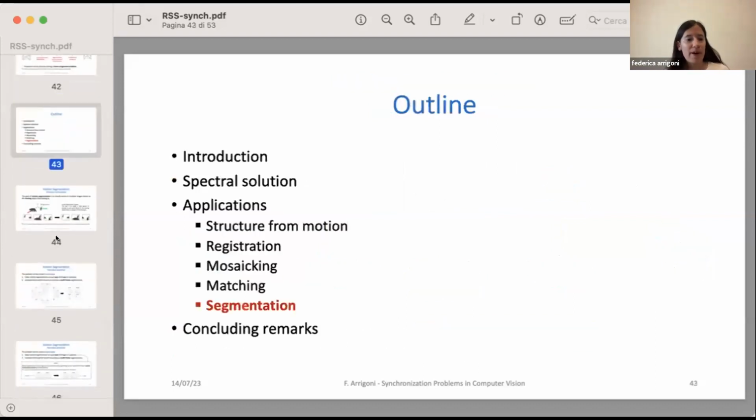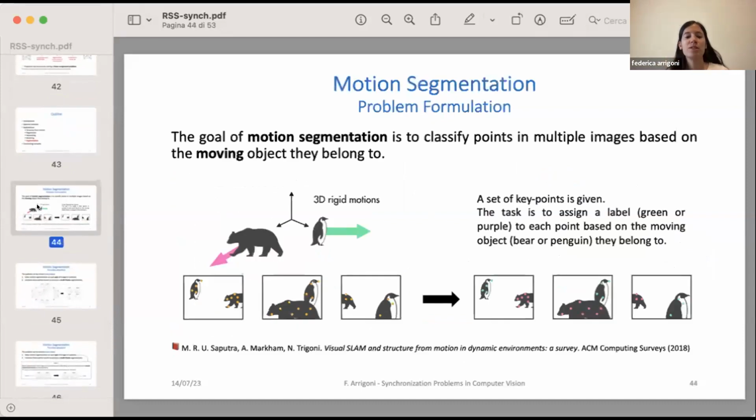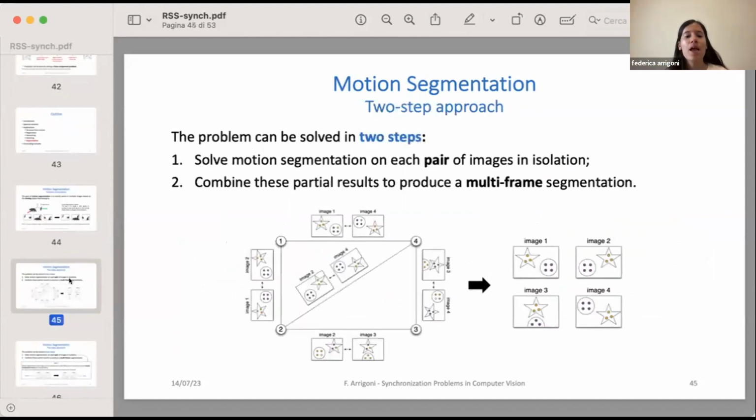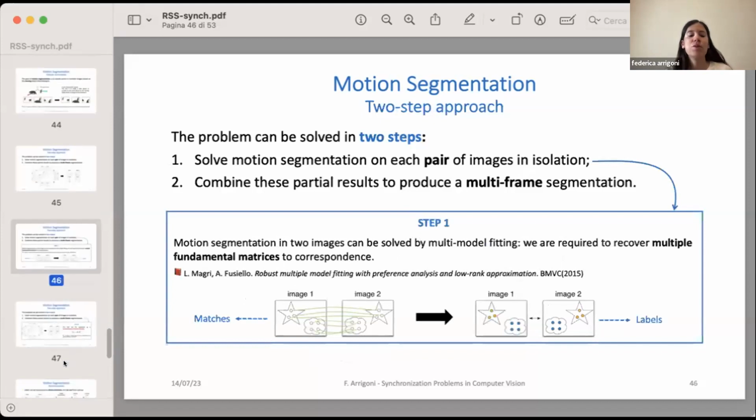Now we will move to our last application of synchronization, which is motion segmentation, where the task is to cluster key points in multiple images based on moving objects. Hence, in this case, we have a dynamic scene. We can first solve this problem on pairs of images in isolation, and then combine these partial results to get a multi-frame segmentation. And in particular, the first step is once again something standard. It is an example of multi-model fitting, where we are required to fit many fundamental matrices to correspondences in order to cluster points into images.